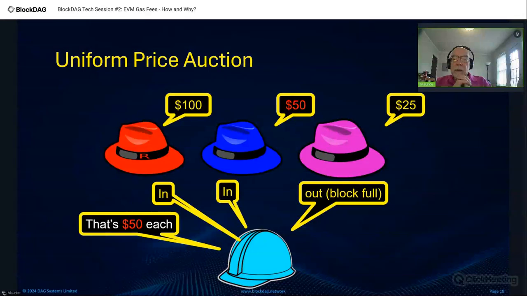And we take the lowest winning bid, and that's what everyone pays. So even though red bid 100, he pays 50, and blue, who bid 50, pays 50. And of course, the pink doesn't pay anything at all. So this has the property that nobody ends up envying anyone else. Nobody gets a better deal than anyone else.